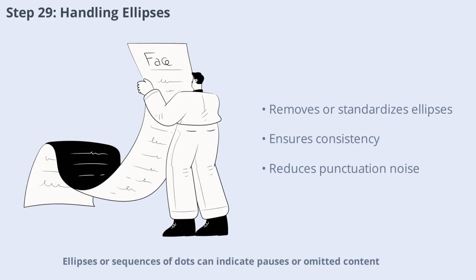Ellipses or sequences of dots can indicate pauses or omitted content. Deciding how to handle ellipses depends on your analysis goals. Removing or standardizing ellipses helps ensure that your text data is consistent and that your analysis isn't disrupted by unusual punctuation.